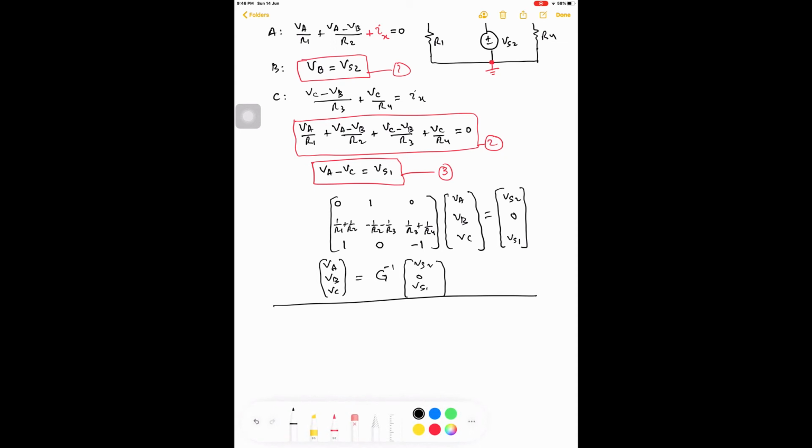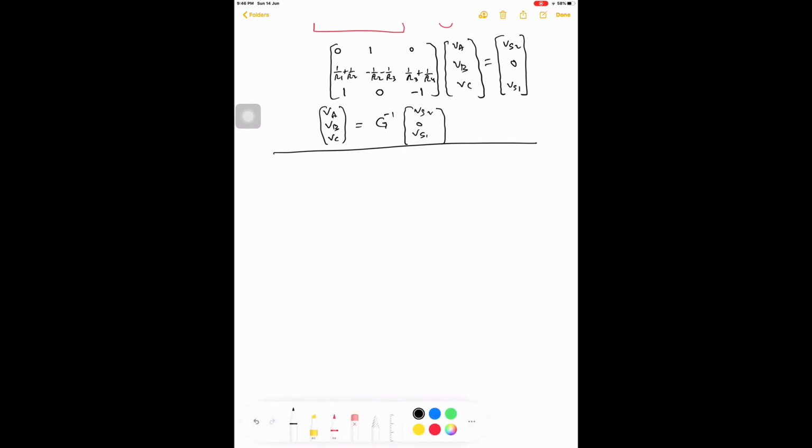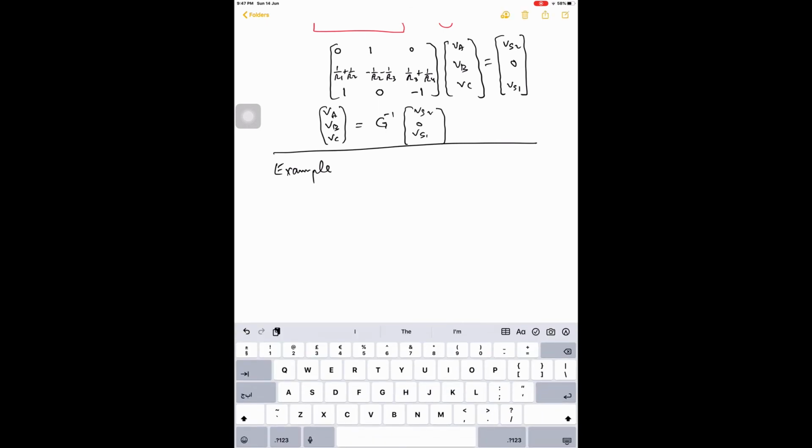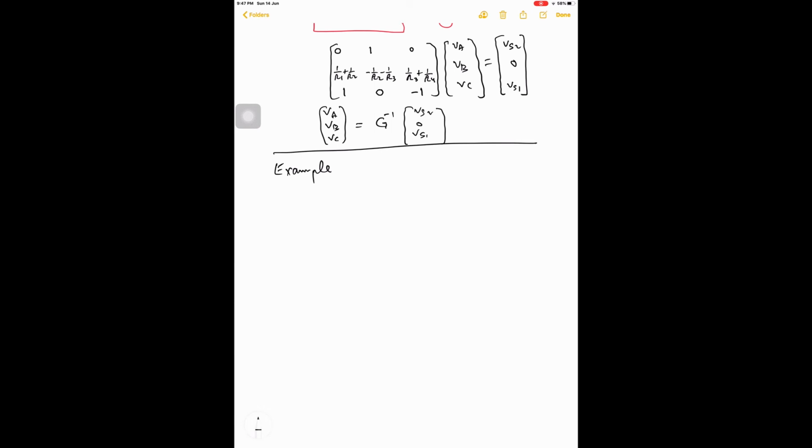Now I discuss another example, and in this example we have a dependent source as well. So this is a dependent voltage source, and this 3 ampere is a current source, which is an independent current source. Just let me draw the circuits.